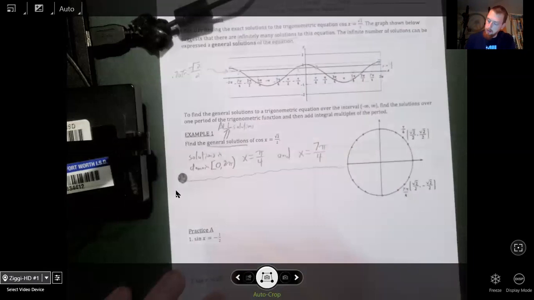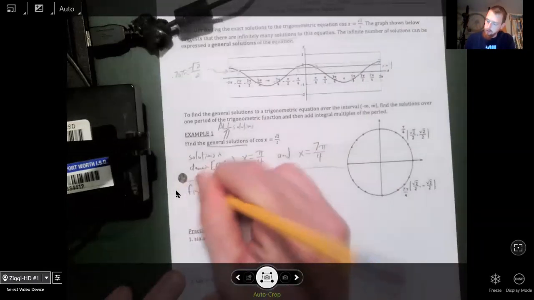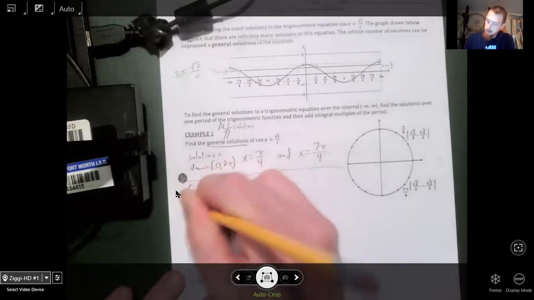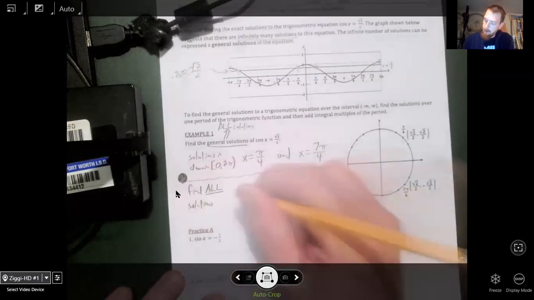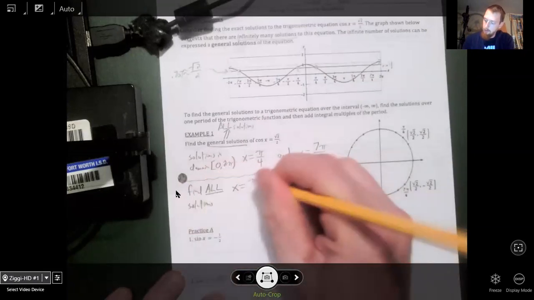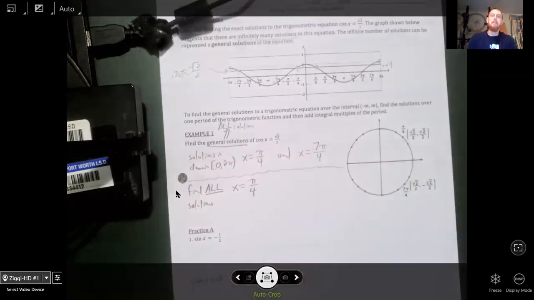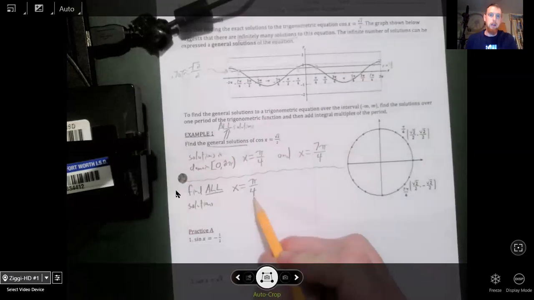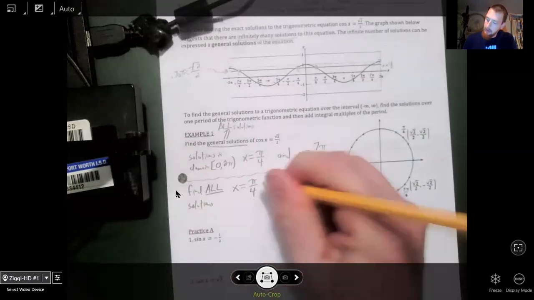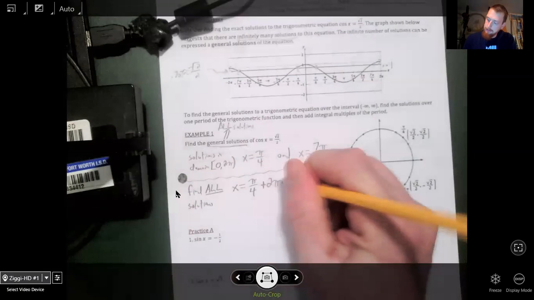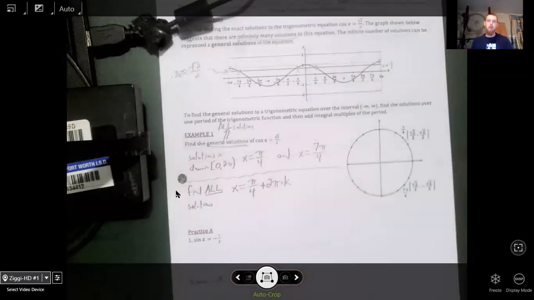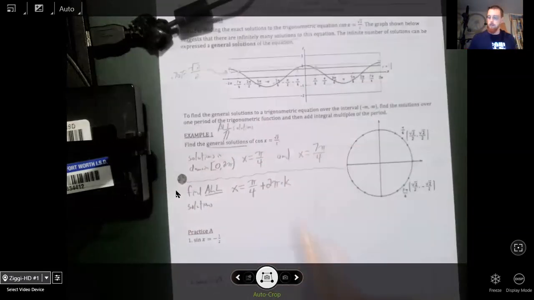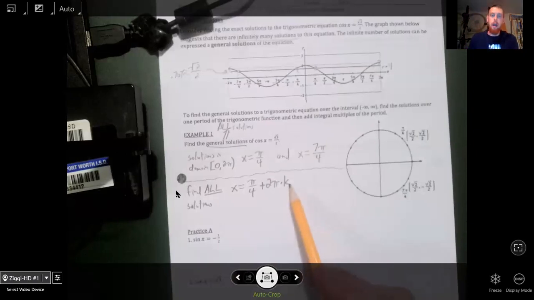Well, the intelligent way to find all the solutions would be to say, okay, I've got a basic solution at pi over 4, but then instead of saying add 2 pi to that, and then add 2 pi again, and then add 2 pi again, we're going to say add 2 pi times k. Now, what kind of number does k have to be in order for you to go around and end up with a coterminal angle?